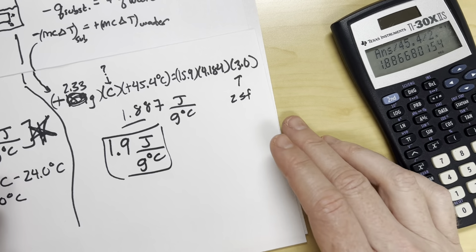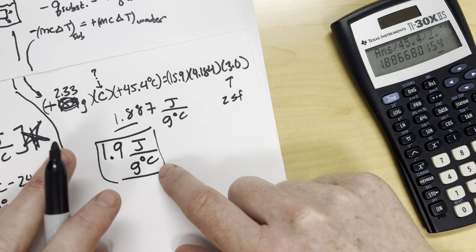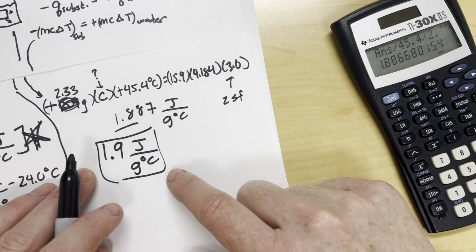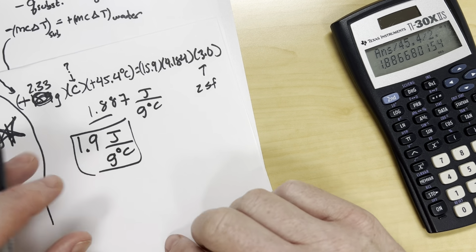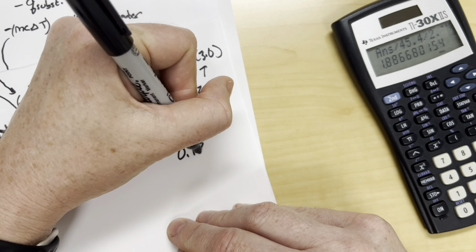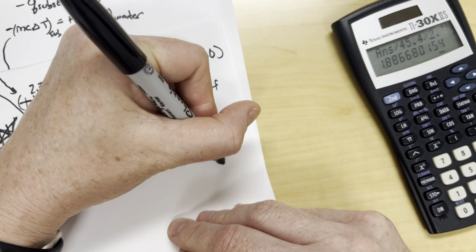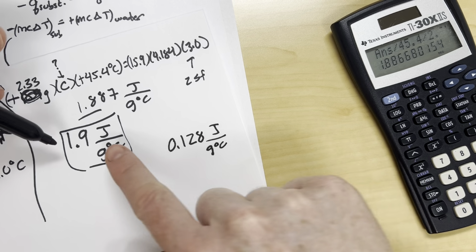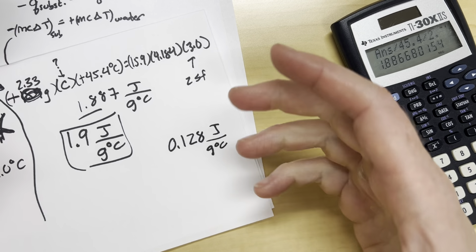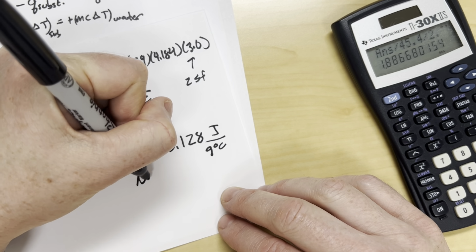It follows up with another question, and it says, is it pure gold? Well, pure gold is 0.128 joules per gram degrees Celsius. Is this the same as this? Hopefully you agree it's not, so it is not pure.